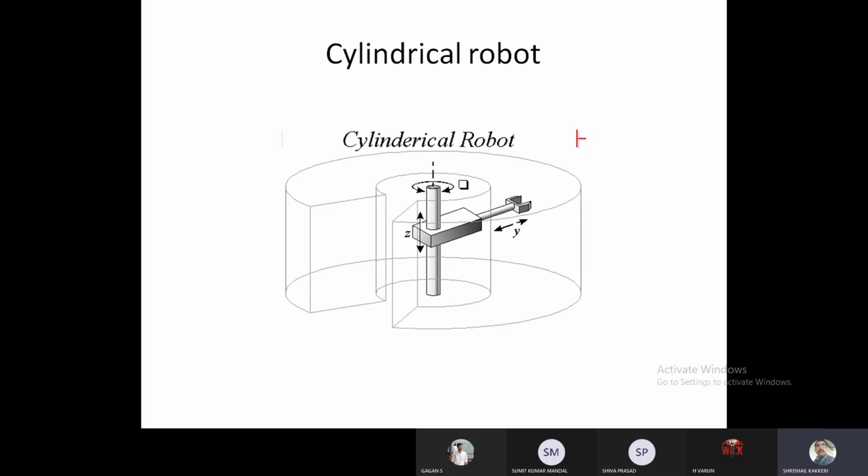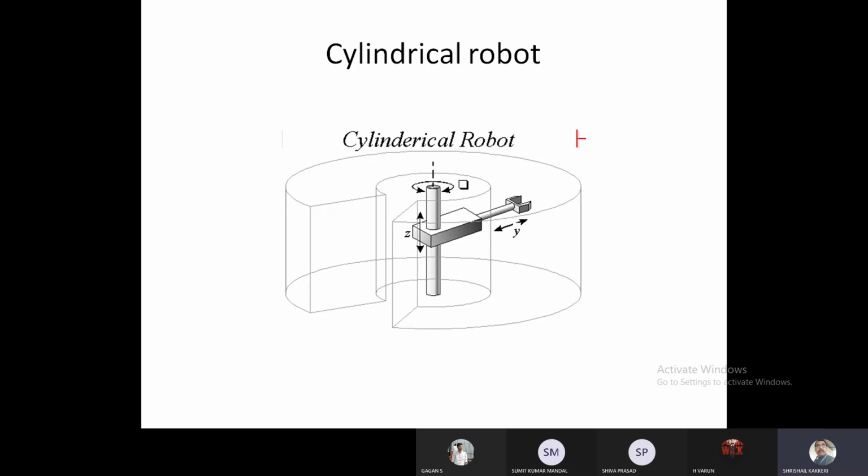The work volume generated by these cylindrical robots is in the form of two concentric cylinders, or simply you can say a segment of a cylinder, or simply a cylinder. Hence, the work envelope, the sweeping of this end effector, forms the cylindrical shape, so the work volume of these robots will be in cylindrical form. First one, the work volume generated by these robots will be in the form of a cylinder, so these are called cylindrical coordinate robots.